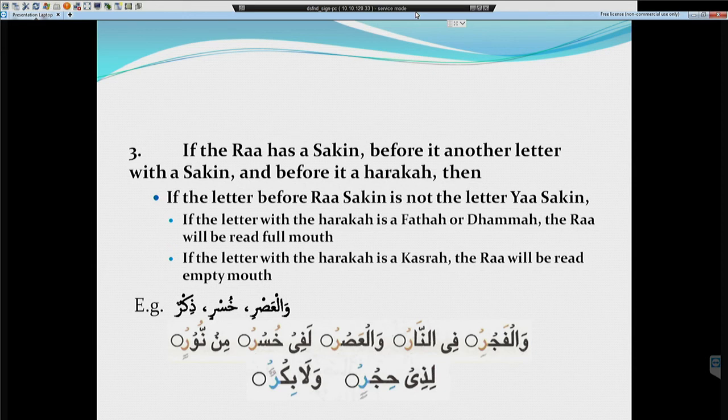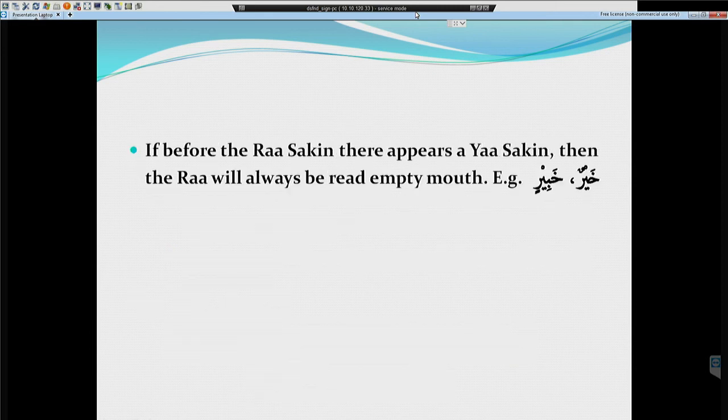And there's dhikr. Now all of these letters, you'll notice that none of them have a ya on the middle letter. When it has a ya, then there's going to be a different rule. If before the ra sakin there appears a ya sakin, there's a very definitive rule for this, no exceptions. The ra will always be read empty mouth. Khalas, end of story. If before that ra sakin you find a ya sakin, stop right there, you know it's going to be read empty mouth. Example of this is khabir.